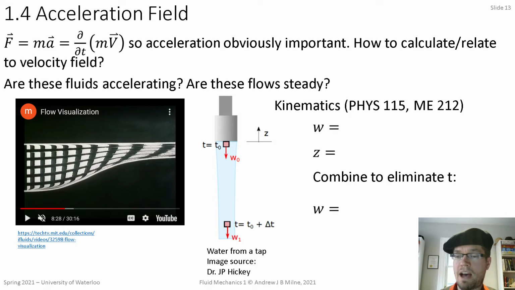Well, to start with, think back to Phys 115 and ME 212. Think about kinematics. Pause the video for a second here and write out w as a function of t and z as a function of t. And then if you're feeling like algebra, go through the process of combining those to eliminate t from the equations and write out the equation for w. This is for the tap jet specifically, so think of a chunk of anything, in this case fluid, falling in a uniform gravitational field downward. Pause the video. I'll give you 3, 2, 1. Okay, now let's take a look.